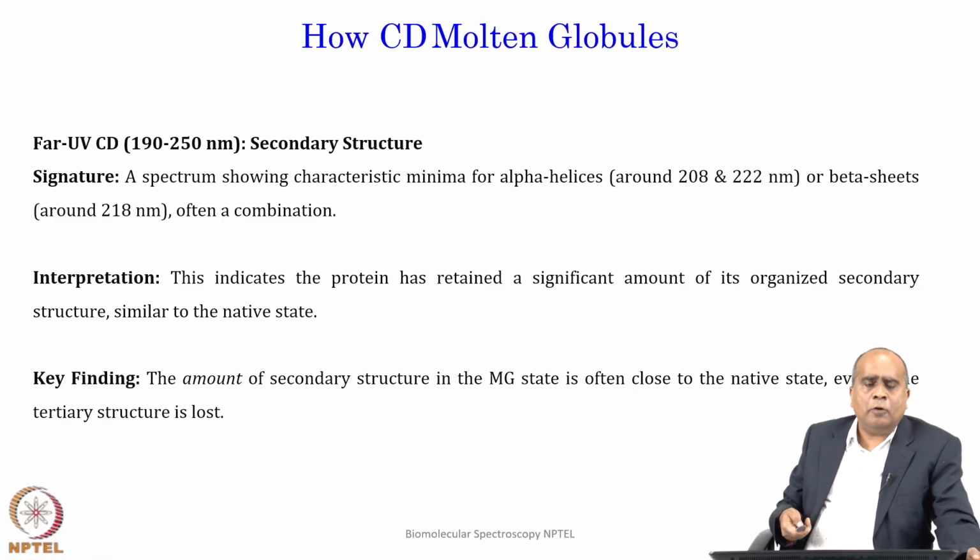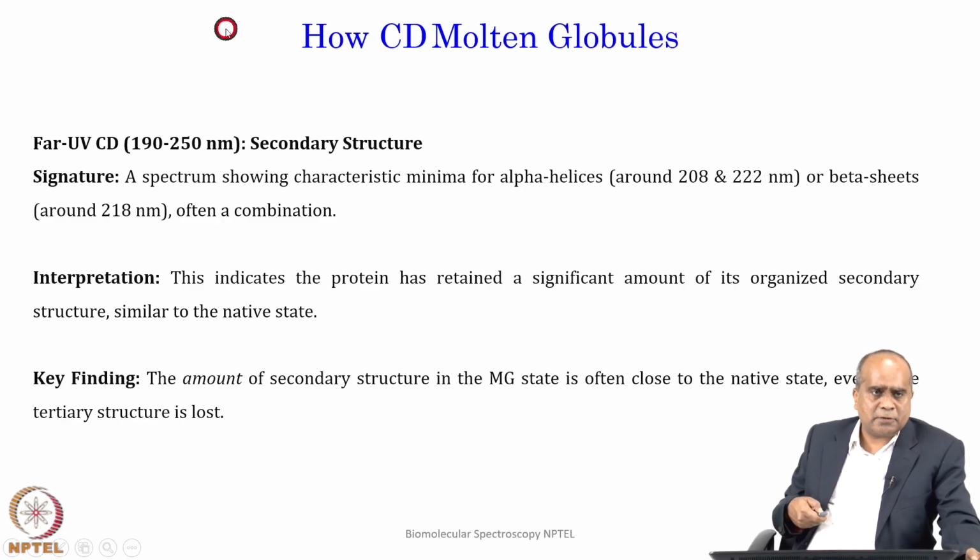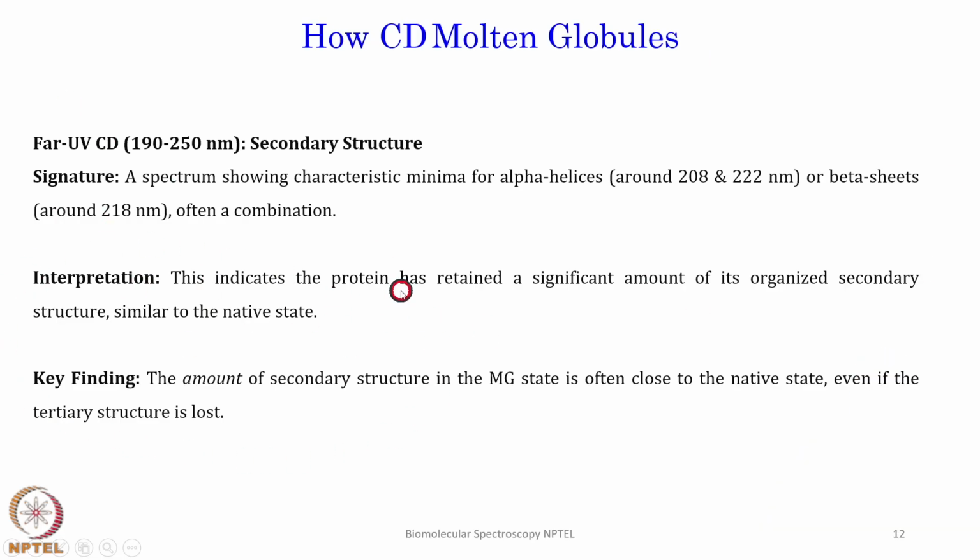Right. So, how can CD detect this molten globule state? One has to do the far UV CD for secondary structure, and you know the secondary structure is intact. So, the spectrum remains the same; you can see the presence of alpha helix at 208 or 222, or beta sheet around 215, or a combination. You can interpret that the secondary structure remains the same, a well organized secondary structure similar to the native state. Now, the key finding is that the amount of secondary structure in the molten globule is often close to the native state, but the important part is that the tertiary structure is lost.